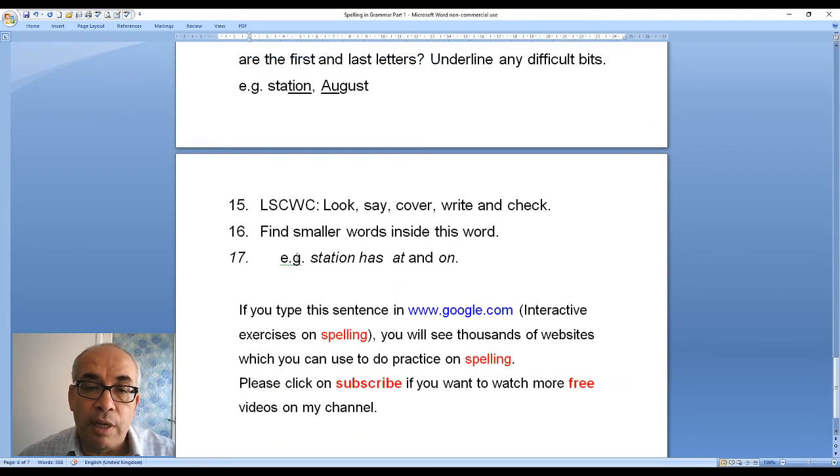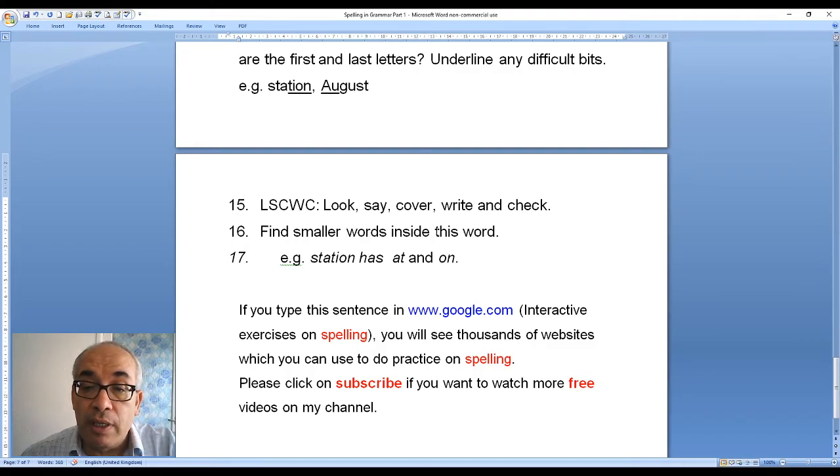Number 15 is very, very good to improve your spelling. You look at the word. L is look. S, you say the word. C, you cover the word. W, you write the word. And C, you check if the spelling is correct.